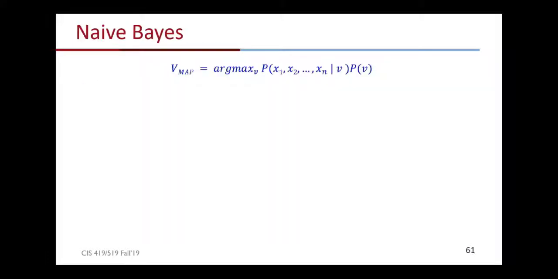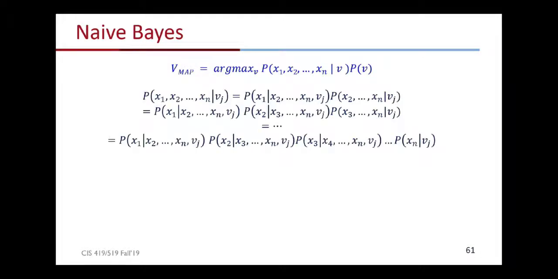So let's start just by decomposing this probability distribution. I'm basically just rewriting this. What is the probability of x1 up to xn given vj? I can always write it as P of x1 given the rest of the xi and vj, times the probability of the rest given vj, right? So that requires no assumption, right? And then I can keep on going. So I wrote the first line.